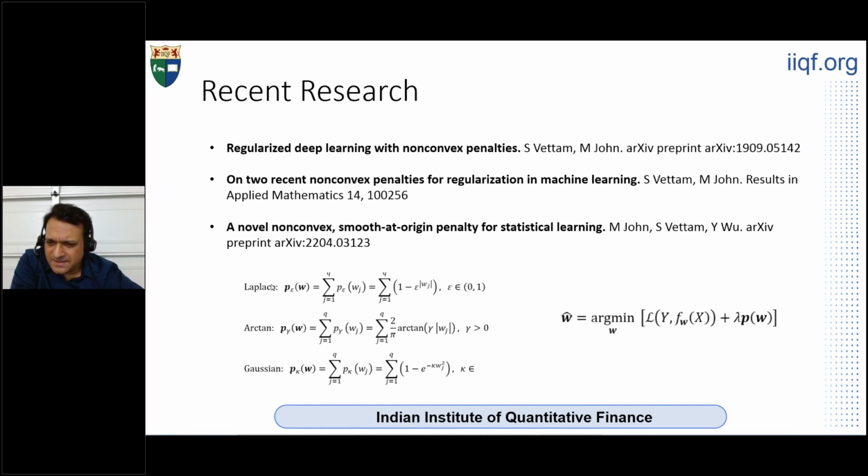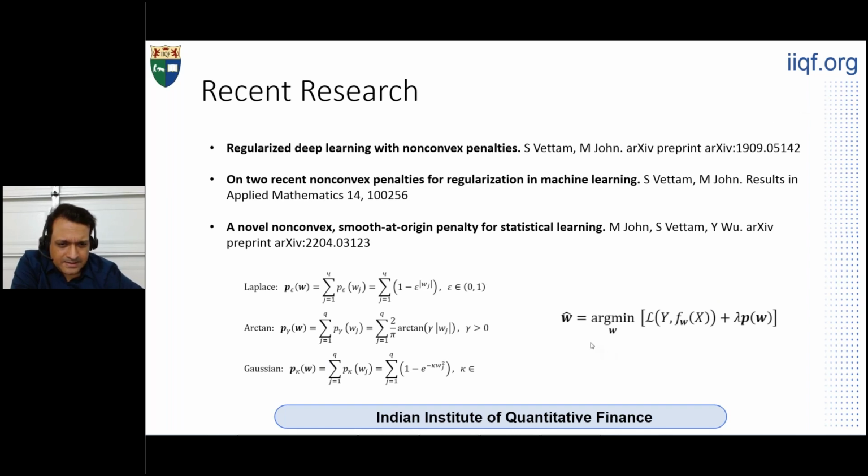So in the papers, what we did was we proposed 3 different types of regularization methods. One is the Laplace method that we propose. As you can see, this is the regularization function. Whenever the value W is to be estimated, we calculate 1 minus epsilon raised to the W value, and we sum it up. So that's the Laplace regularization that we proposed.